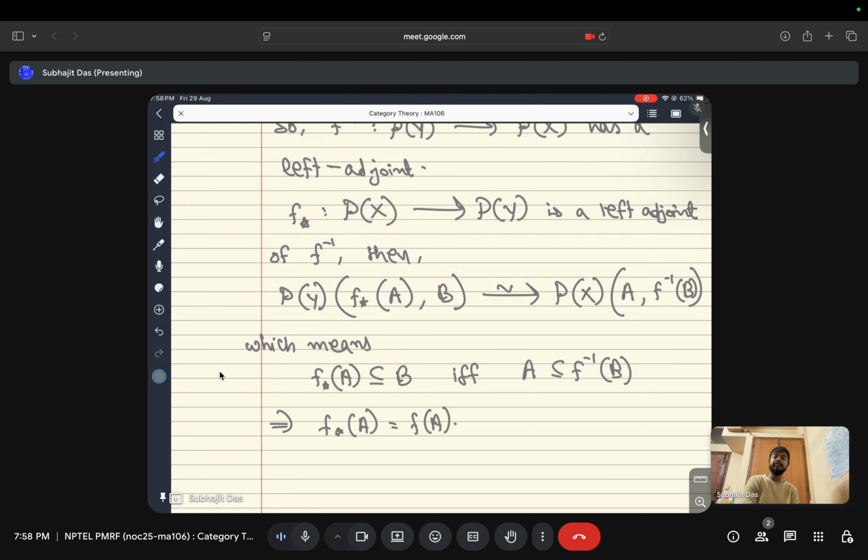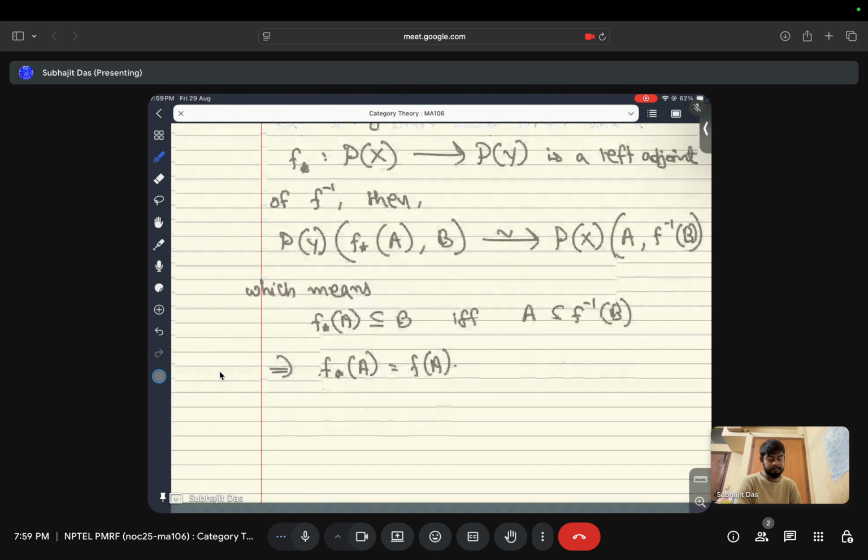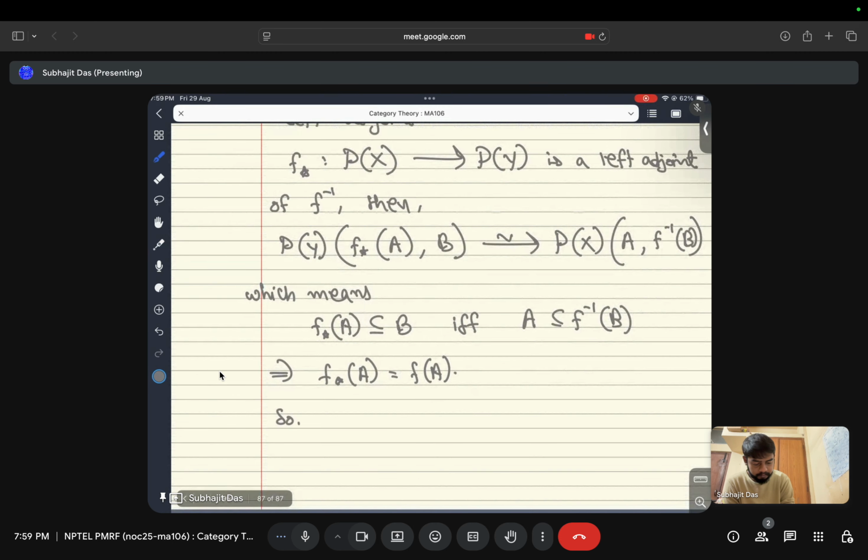So f of a is a subset of b if and only if a is a subset of f inverse b. Nothing bigger than f of a can work, and nothing smaller than f of a can also work. It has to be exactly f of a. Okay, so f star from px to py, the left adjoint functor, is given by sending an object a to f of a.